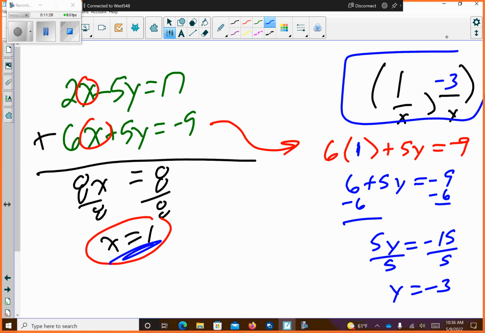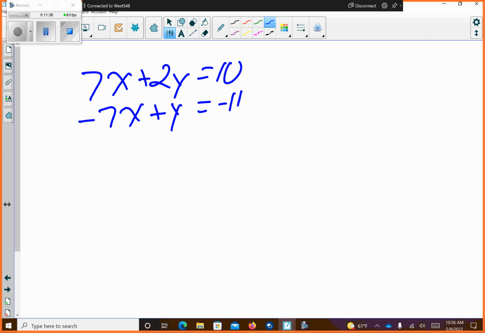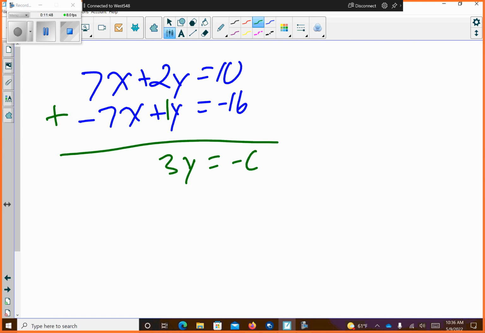Let's try that next example. If I add these up, what goes away? The x's are gone. So 2y plus 1y is 3y equals negative 6, because 10 minus 16 is negative 6. Divide by 3, y equals negative 2.